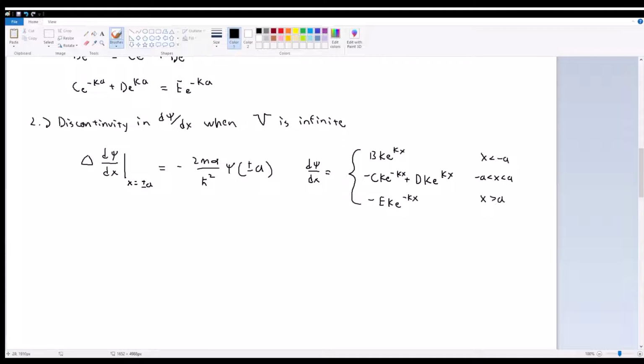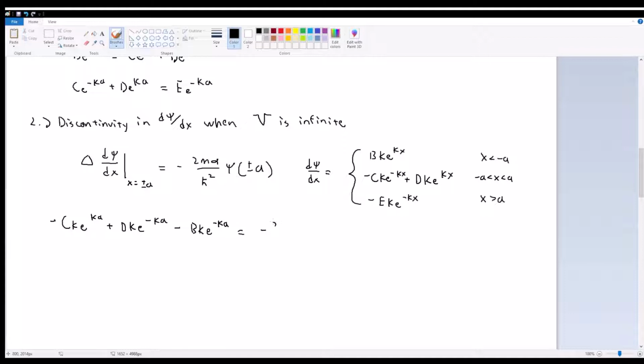So the difference in the derivative is equal to this. Let's do this for our two cases where x is negative a and x is positive a. When x is negative a, we have the final minus initial. So negative c k e to the, this is when x is negative a, so negative kx becomes positive ka, plus d k e to the negative ka, subtracted by the initial. This second term is final and this first term is initial. So initial is going to be b k e to the negative ka.